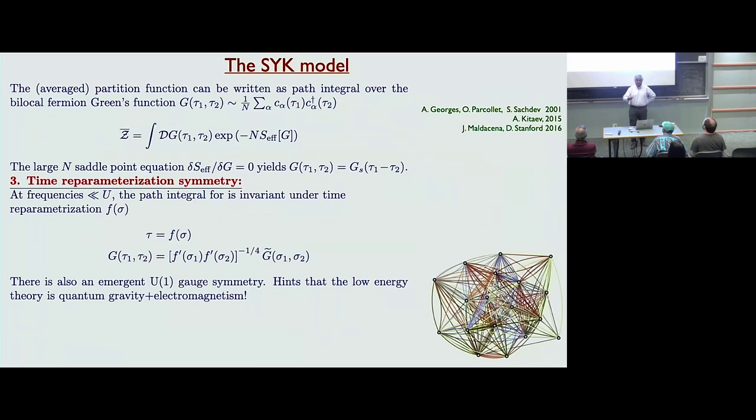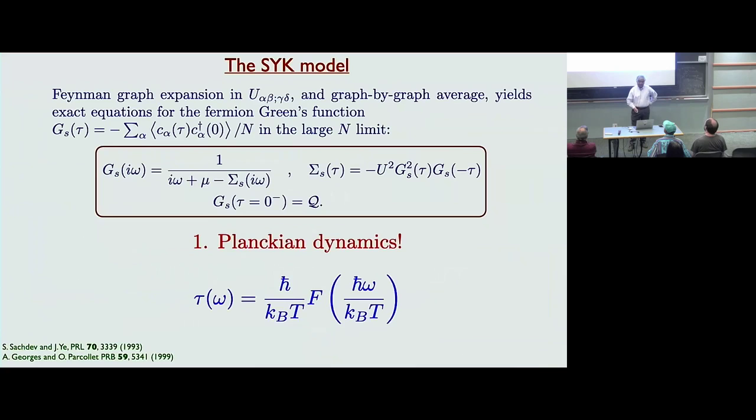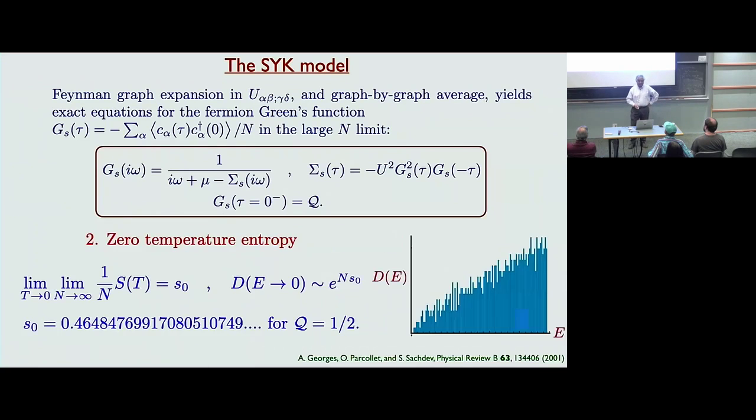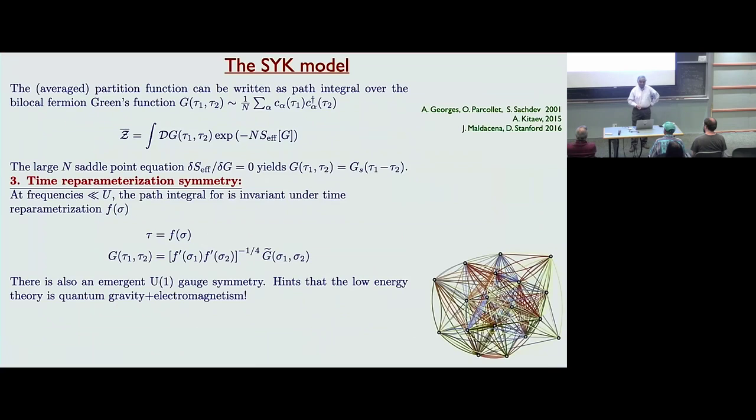All right, but now with the help of brilliant contributions by Kitaev, Maldacena, and Stanford, we can go beyond this large N theory. We can even look at the fluctuations and look at the path integral about this large N saddle point. I just want to, for my future purposes, say a few things about the structure of this path integral. One is that associated with this Planckian dynamics is a certain very large symmetry of the low energy structure of this path integral, and it's a time reparameterization symmetry.